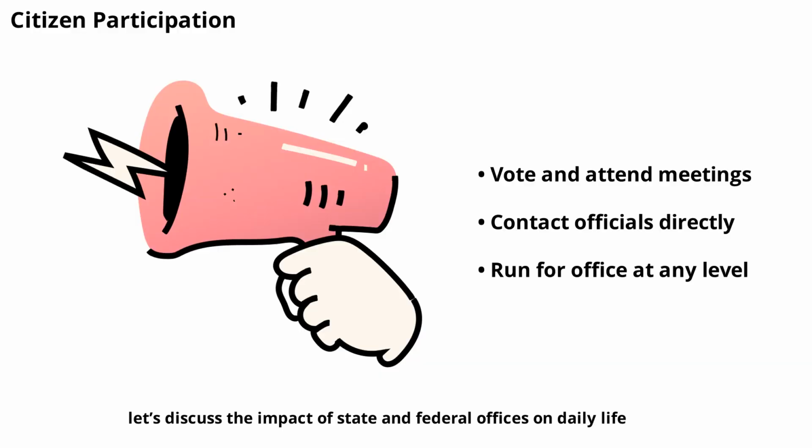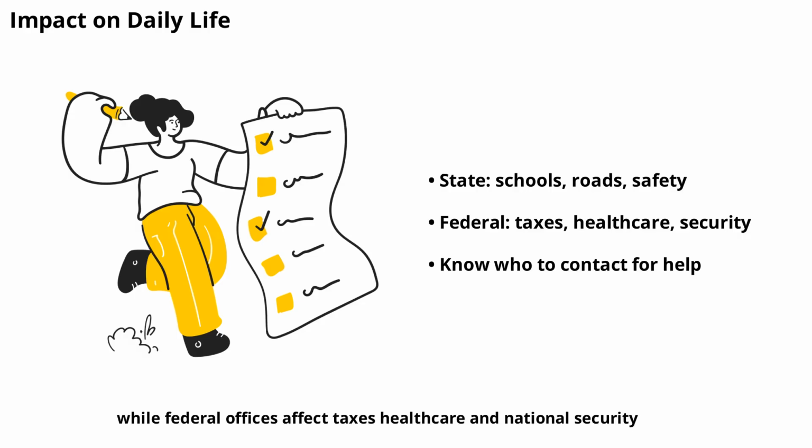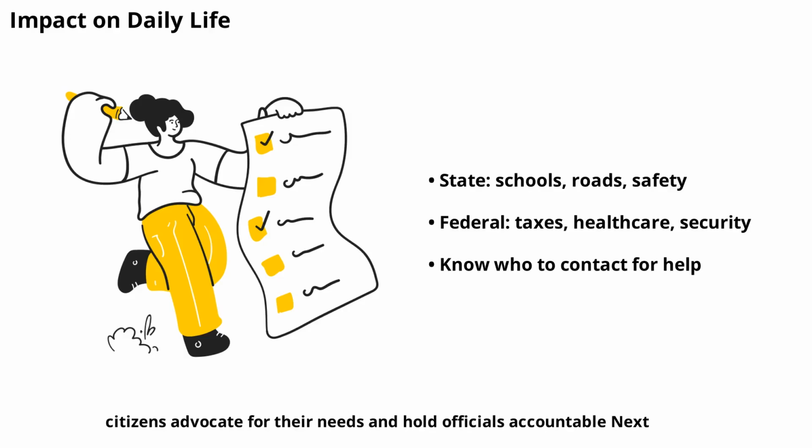Next, let's discuss the impact of state and federal offices on daily life. State and federal offices both shape our daily lives in important ways. State offices influence local schools, roads, and public safety, while federal offices affect taxes, healthcare, and national security. Understanding which office is responsible for what helps citizens advocate for their needs and hold officials accountable.